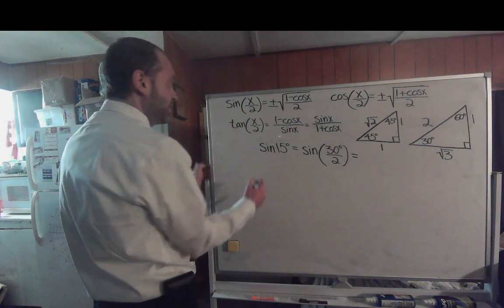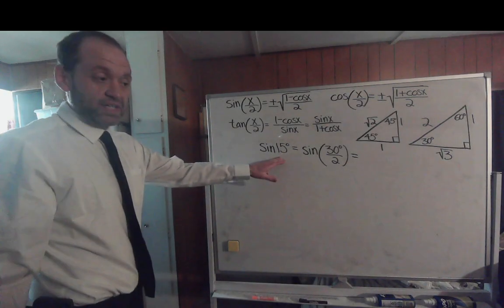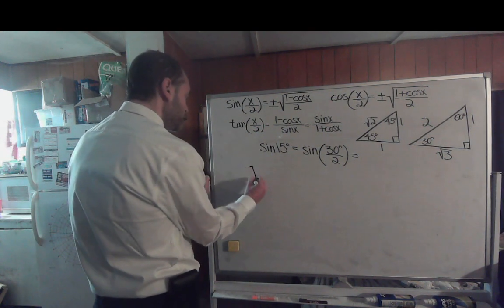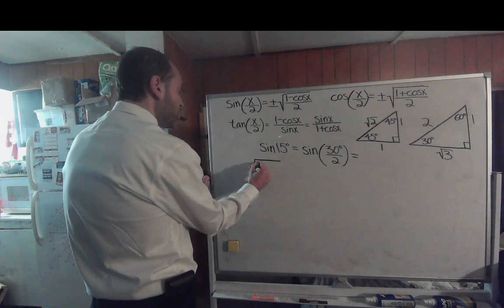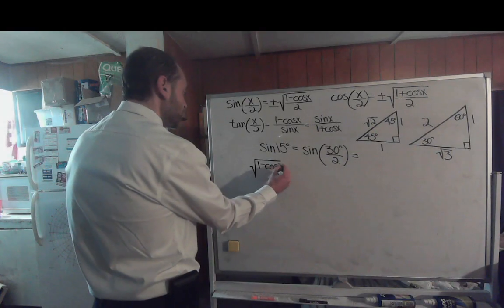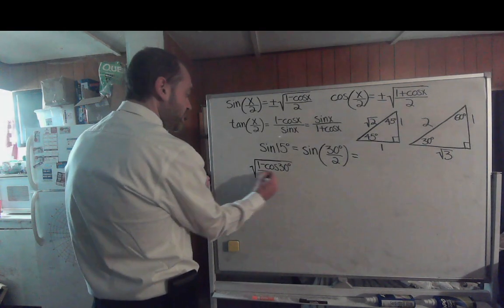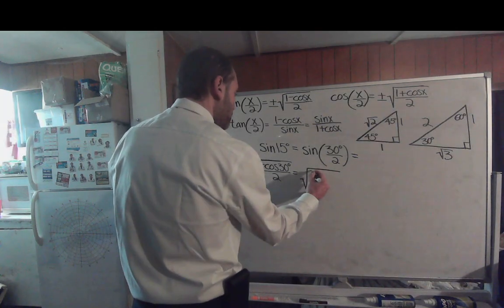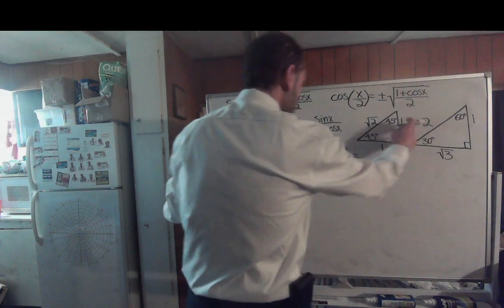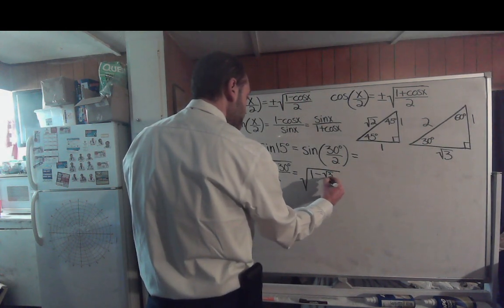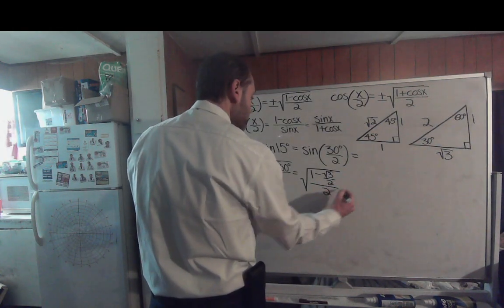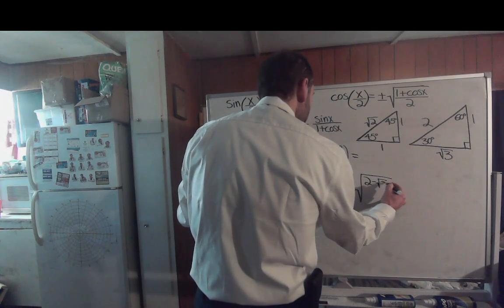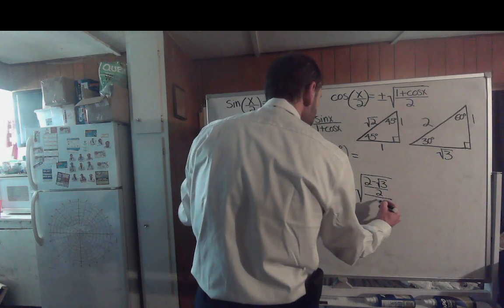For the sine of 30 divided by 2, well, 15 degrees is located in the first quadrant, so we'll take the positive square root. So that's going to end up equaling the square root of 1 minus the cosine of 30 degrees over 2. Alright, so this turns into the square root of 1 minus, what is the cosine of 30? That's the square root of 3 over 2. This would be all over 2. So this would turn into the square root of 2 minus the square root of 3 all over 2, then divided by 2.